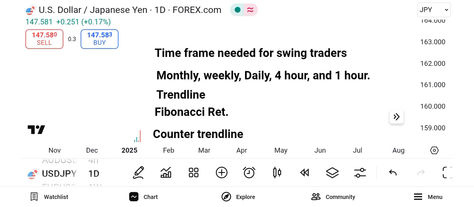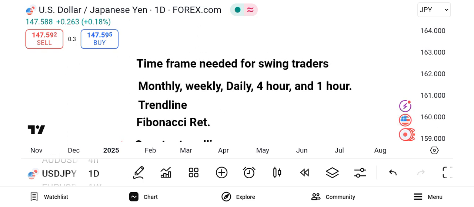Like I promised last Monday, I'm going to be doing a top-down analysis. I'm going to show you guys how to do a top-down analysis all the way from monthly to daily to a 1 hour or 4 hour entry. This is just for a swing trader. Day traders can also replicate it, but on a lower time frame. I will not be going down to the lower time frame; my lowest time frame will be 1 hour.